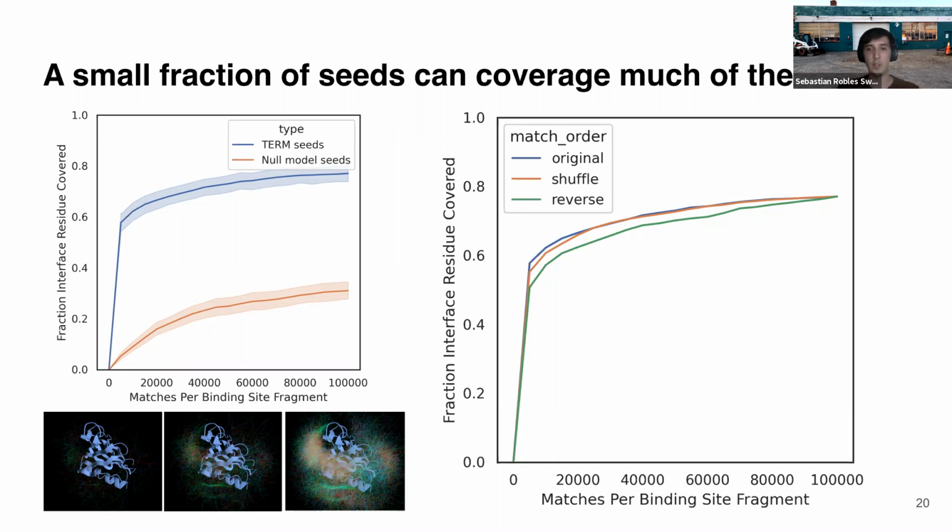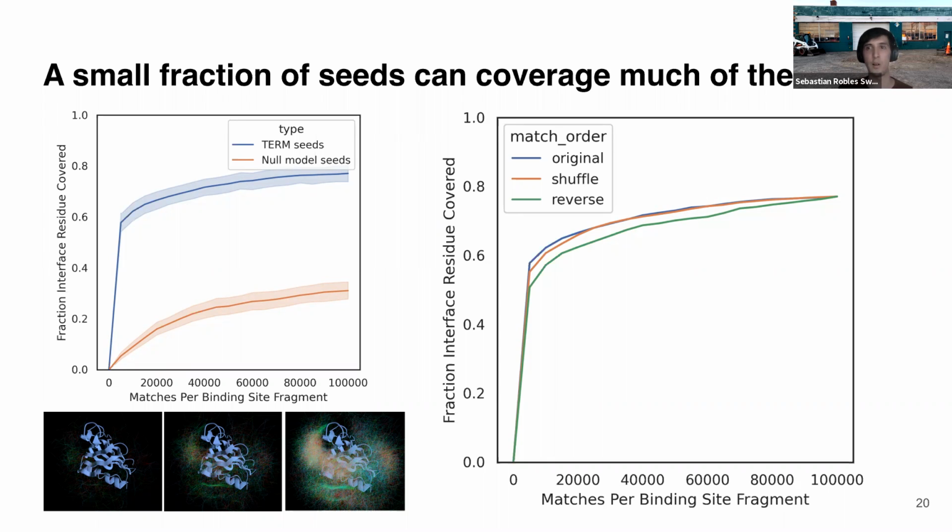So I tried rearranging the order, and instead of sorting by RMSD to the binding site, I just randomly shuffled the order, and I also tried reversing it. And I found that, as you would expect, these decreased the rate at which coverage increased at first, because we weren't using the best possible matches, but it didn't really change it by that much. So it didn't seem like there was something special about the top 10,000 matches.